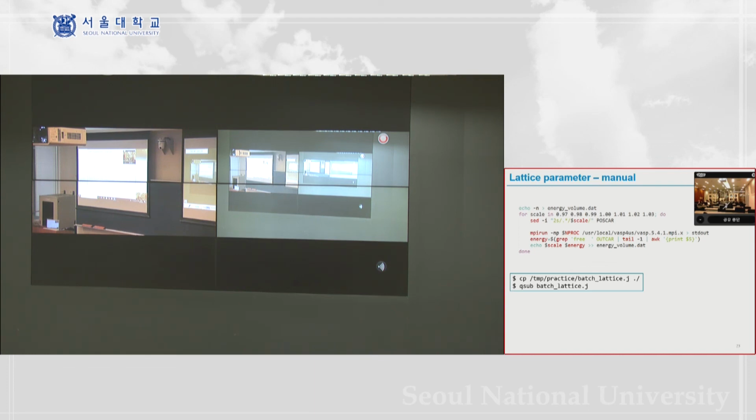Now we obtained the converged K points and cutoff energy. Then we can calculate some properties of the system. Here we are going to calculate the lattice parameter of the same system, diamond silicon. We can do it in two ways. The first one is manual calculation. Here we are going to calculate a set of fixed volume calculations.